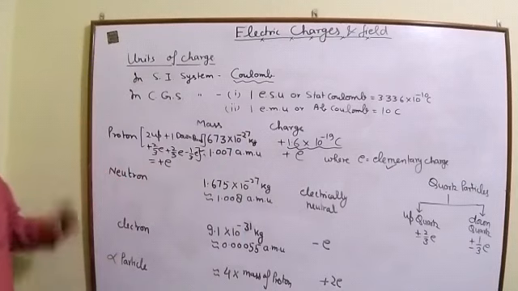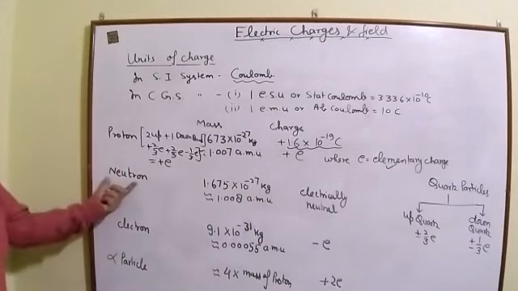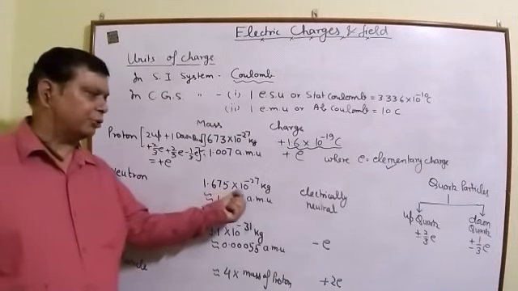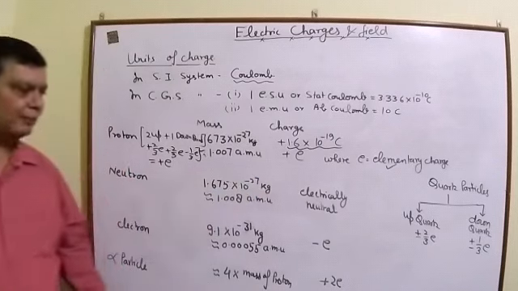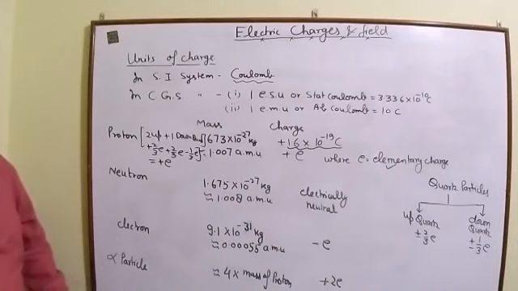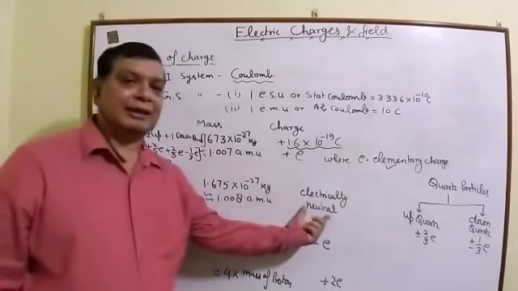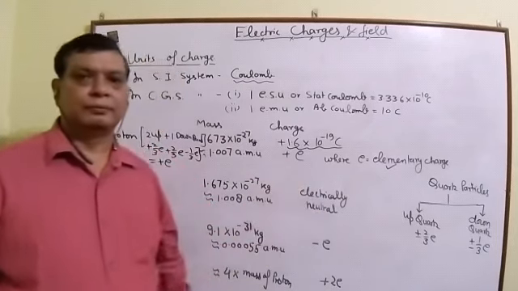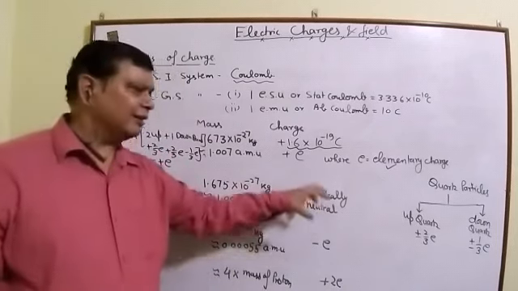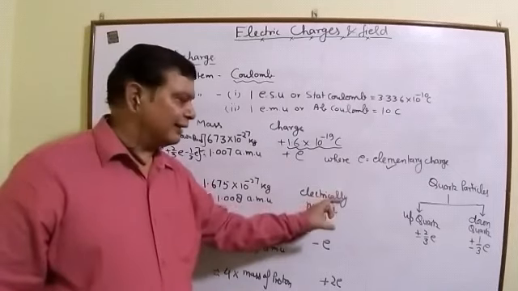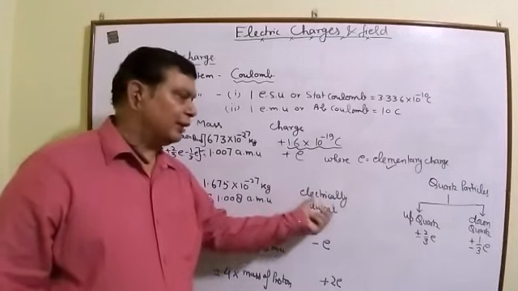Now coming to neutron. Its mass is 1.675 into 10 to the power minus 27 kg, slightly heavier than the proton, and it is electrically neutral. I had already told you that it has charge, but the amount of positive and negative charge is equal.